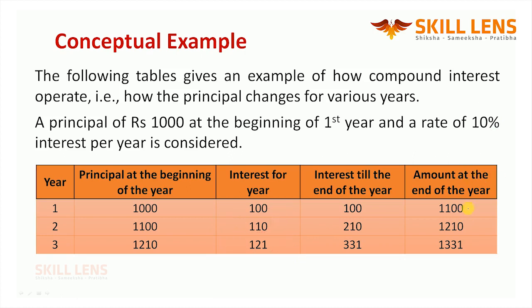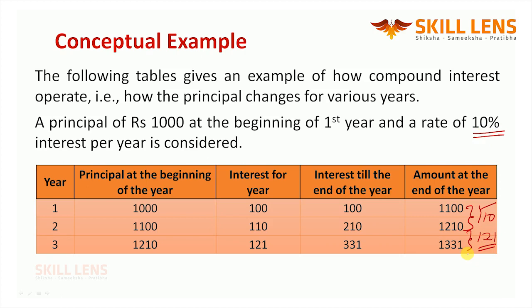And what is the other observation? Come to amount. 1100 to 1210. How much did it increase? 110. 1210 to 1331. How much did it increase? 121. Why did it increase by 110? It increased by 110 because your rate of interest is 10%. On 1100, what is 10%? 110. On 1210, what is 10%? 121. So can I conclude my fifth point?